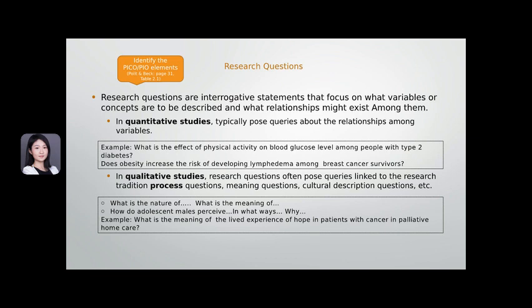If you use the formula of the PICO question in Chapter 2, it would be: for breast cancer survivors, does having obesity relative to obesity-free increase the risk of developing lymphedema? The comparison here is obesity-free, or not having obesity. The outcome is developing lymphedema.